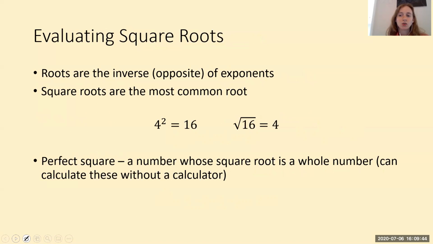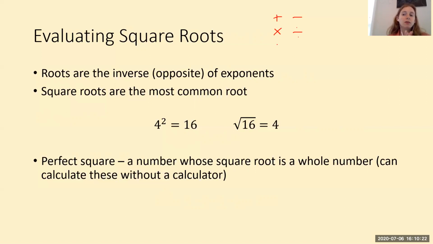All right. Now we're gonna go on to roots. So roots are the inverse or the opposite of exponents. I mentioned before that our operations come in pairs. So addition and subtraction are inverses of each other. And then we have multiplication and division, which are also inverses of each other. And so now we have exponents and roots, which are inverses of each other.